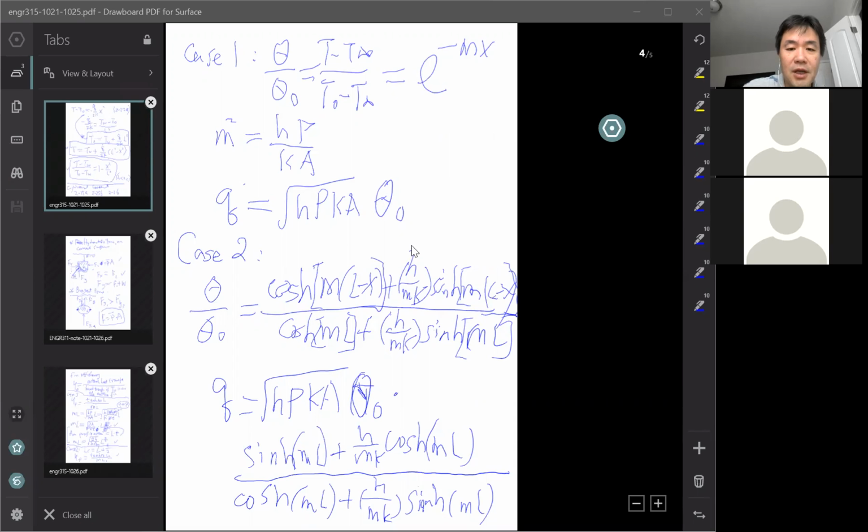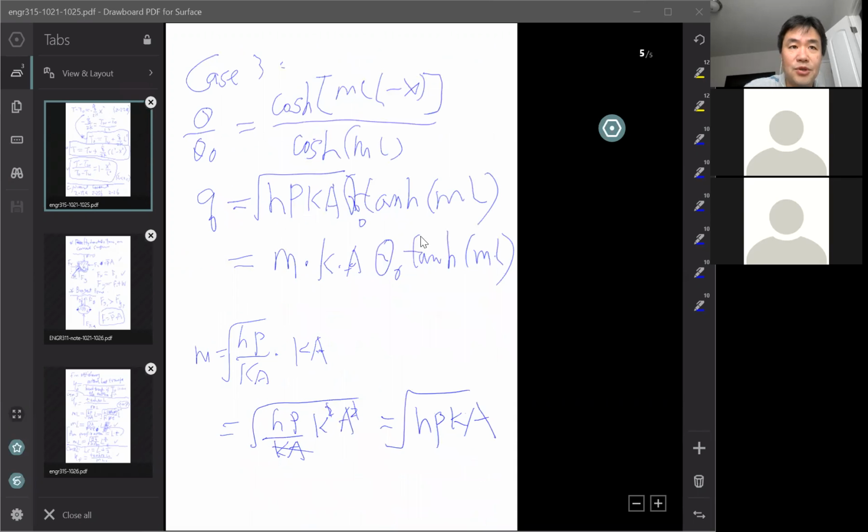If the fin is long, not very short, then the heat transfer through the tip is minimal. So in that sense, you can approximately assume that heat transfer at the tip is negligible. Basically, it is equivalent to the insulated boundary condition. So case 3 is the most often used case. We also have the temperature and the Q. Notice there's a letter m, the expression for m.